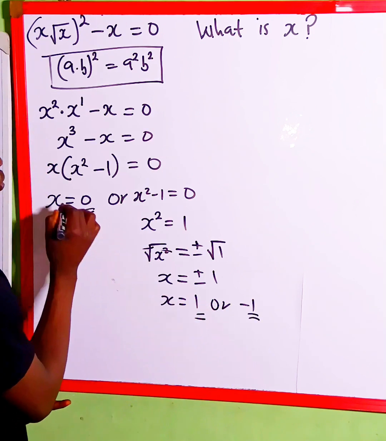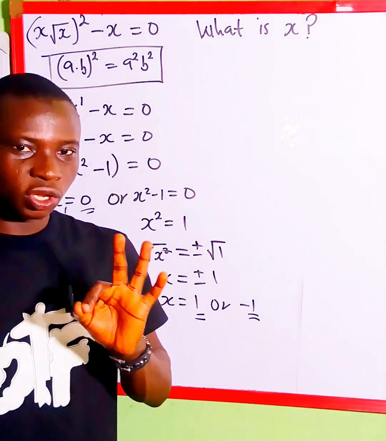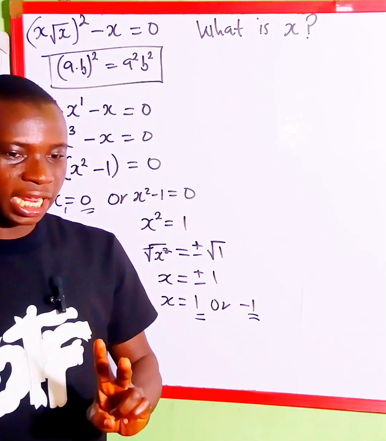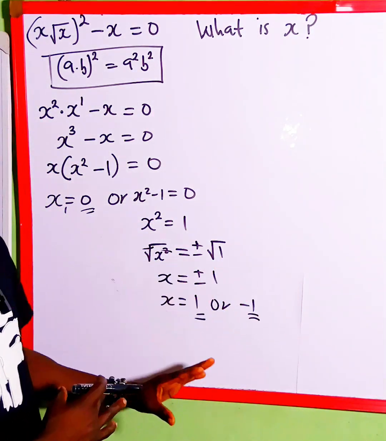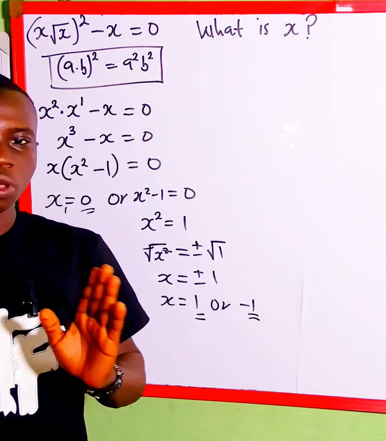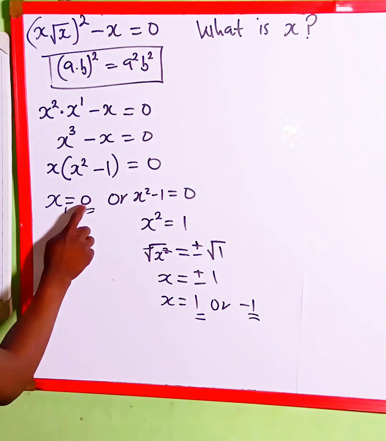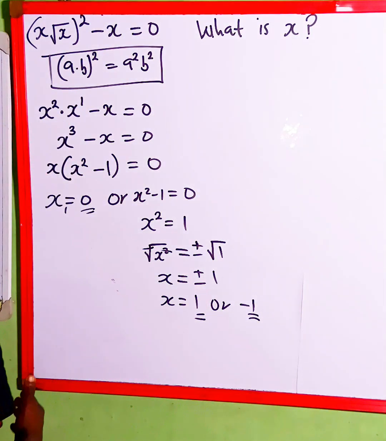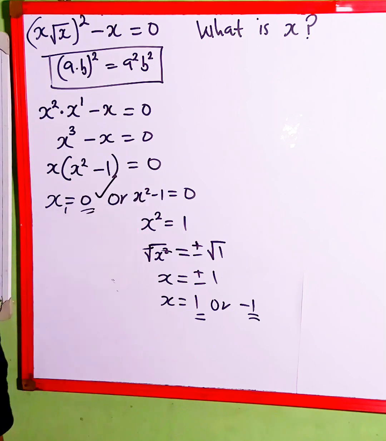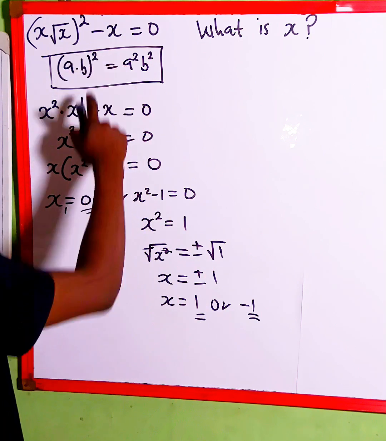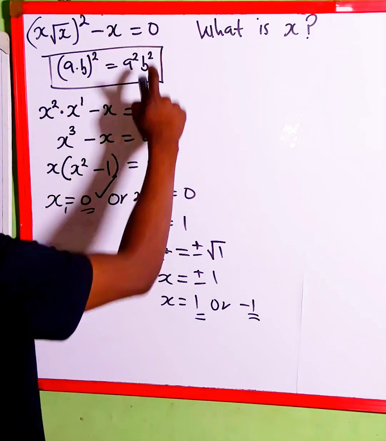Now we have three solutions from our solving. But remember, when you are solving a radical equation, always remember to plug in all your answers back into the original equation to make sure that the left hand side is the same as the right hand side. When we plug in 0 into this equation, we see that we get the right hand side to be 0. Similarly, when we plug in positive 1 into this equation, you can use your calculator to try it, you are going to see that the left hand side is the same as the right hand side.